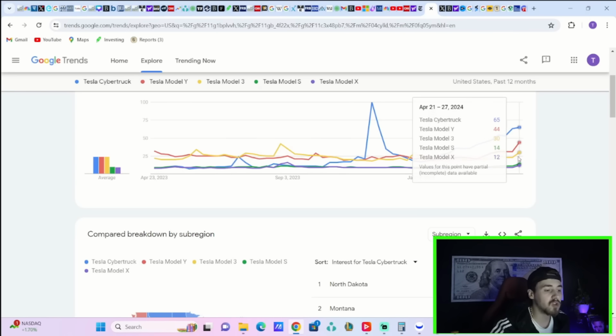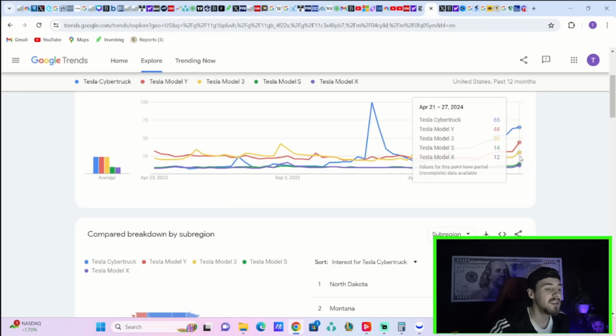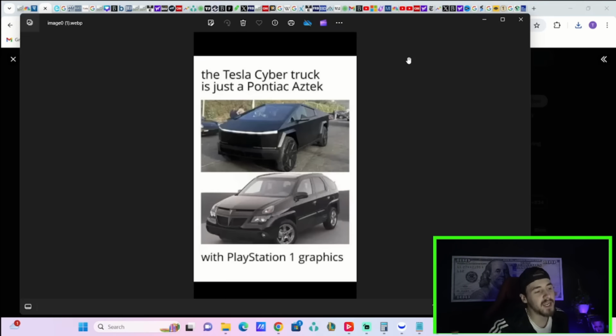The Model 3 going from 23 to 30. The Tesla Model S going from 11 to 14. And the Model X going from 9 to 12. In fact, take a look at this.